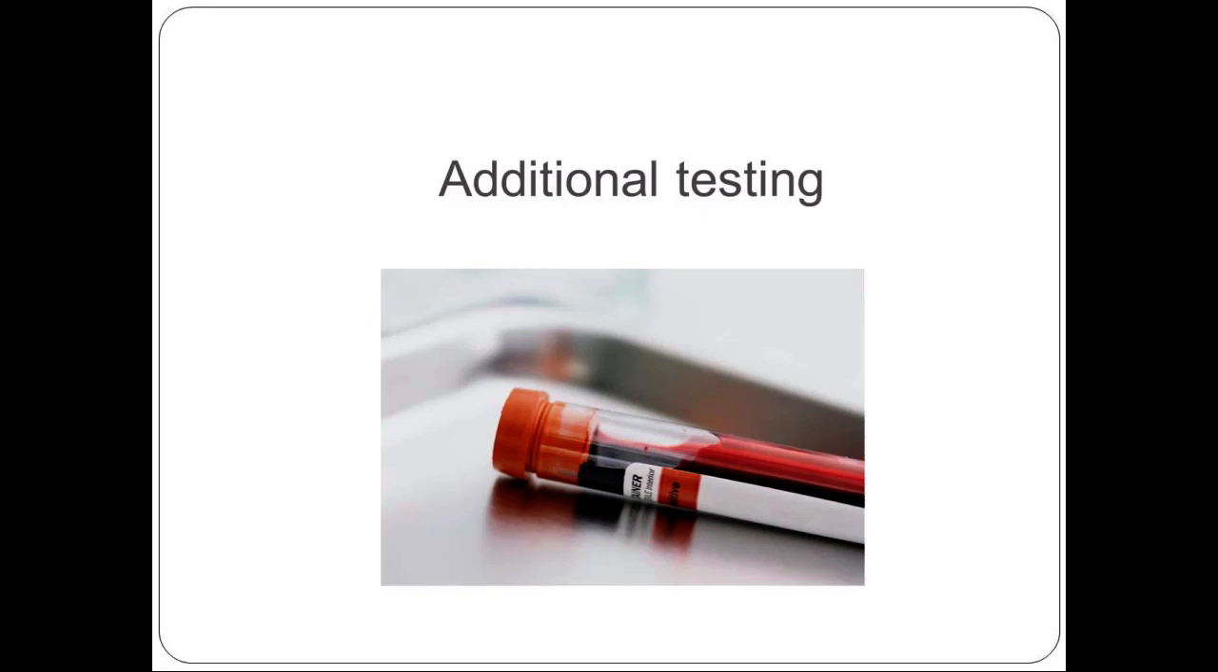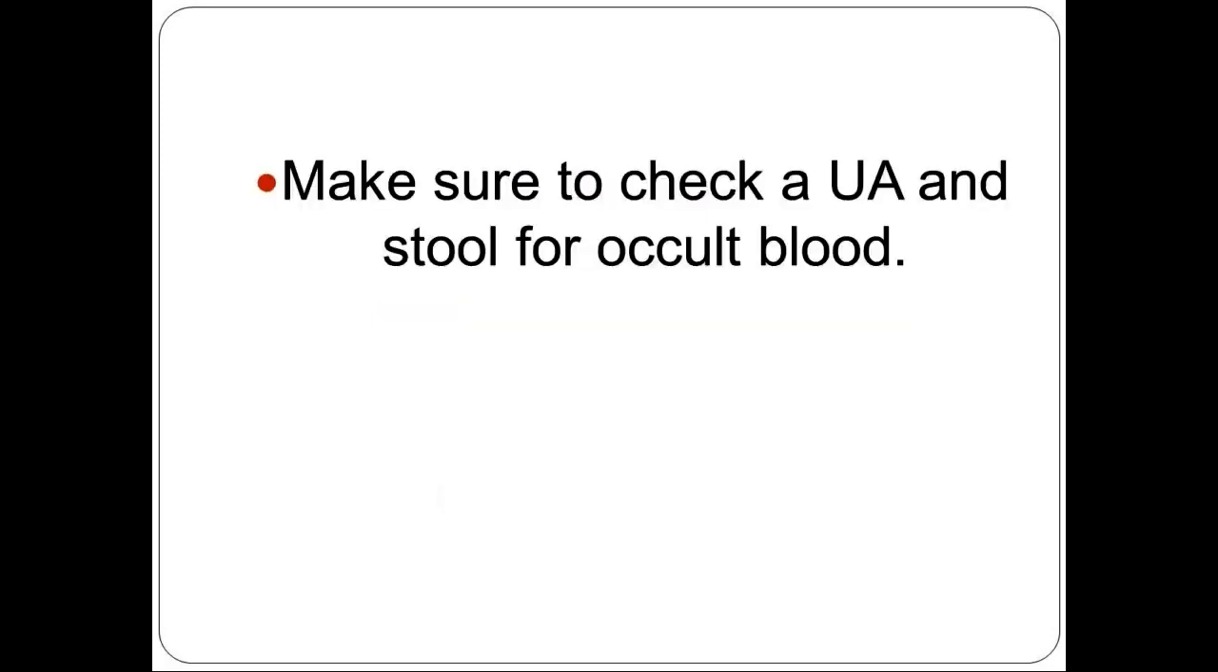Okay, additional testing. If somebody comes back with anemia, always make sure to check a urine and a stool, because maybe they have microscopic hematuria, and maybe they do have some occult blood that they haven't been able to see yet in their stools. So you always want to make sure they're not bleeding from someplace else, especially menopausal women who aren't having periods, so they shouldn't be anemic, and men as well.